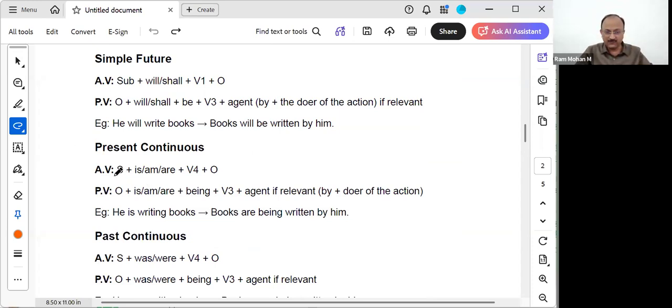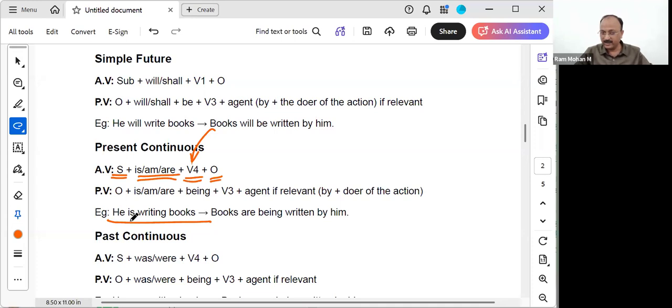See here, subject will come, am will come, is will come, are will come. Where will am come? I means am. We are, you are, he, she, it means is will come. Correct? No? Always it is followed by ing form. V4 form means what? Writing, eating, sleeping, ing form. That is also called a gerund form. That is V4 form. Followed by object will come.